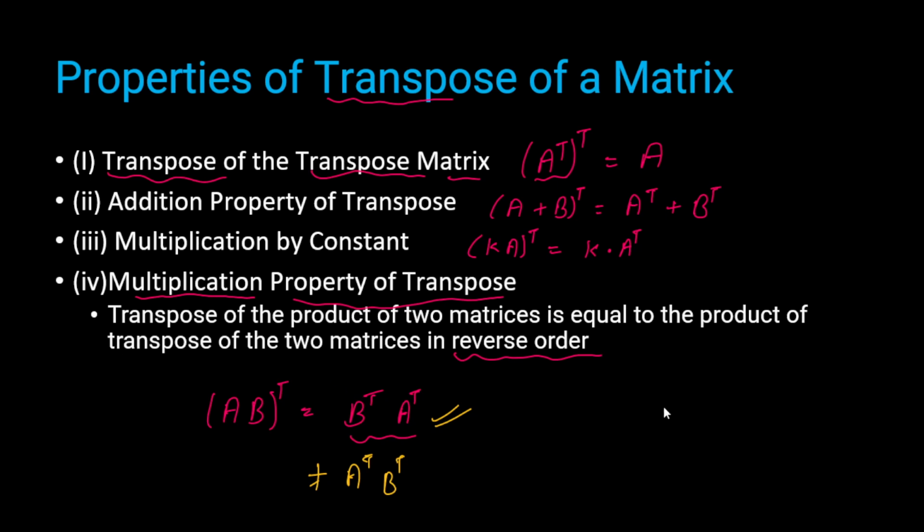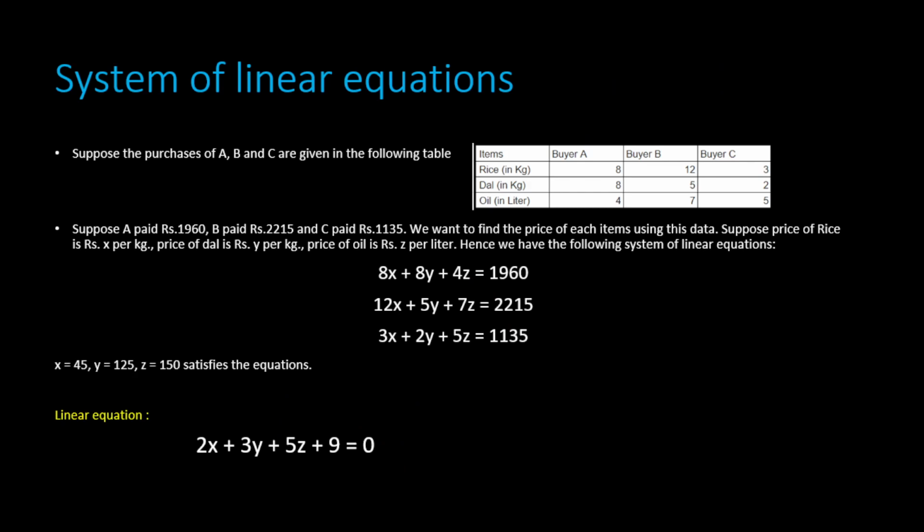So I think till here everything is clear about the transpose of a matrix. Now let's move toward our next topic, that is the system of linear equations. Let us understand the system of linear equations. Suppose the purchases of A, B, C are given in the table. We have a table in which there are three customers, buyer A, buyer B, and buyer C, and these three customers purchased rice, dal, and oil.